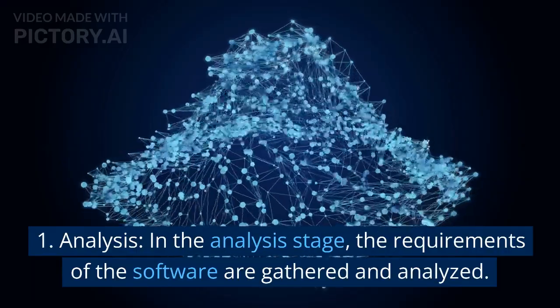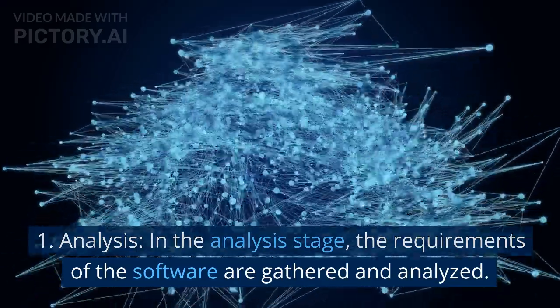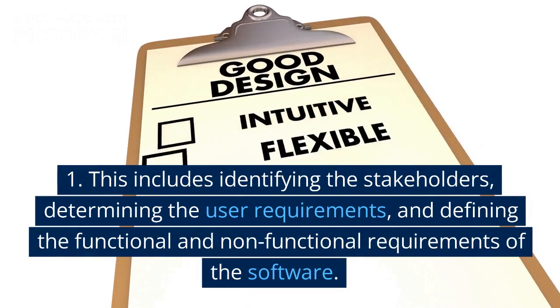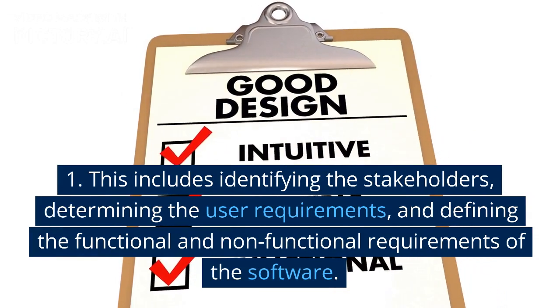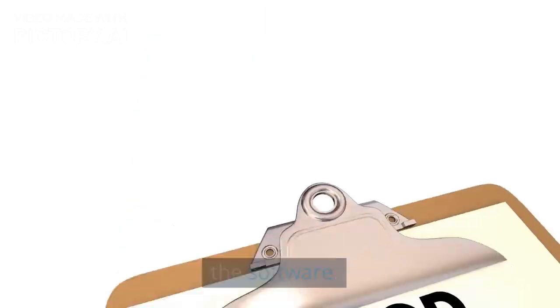2. Analysis. In the analysis stage, the requirements of the software are gathered and analyzed. This includes identifying the stakeholders, determining the user requirements, and defining the functional and non-functional requirements of the software.